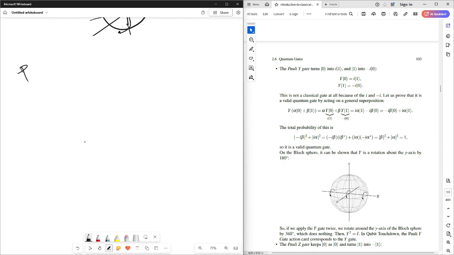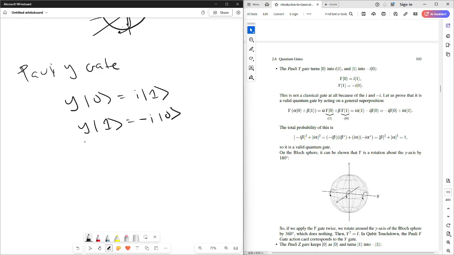Pauli Y gate. Turns state 0 into i state 1 and 1 into negative i state 0. That's, as it shows down here, just a rotation of 180 degrees around the y-axis.